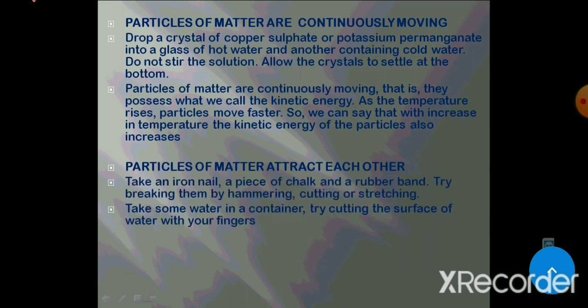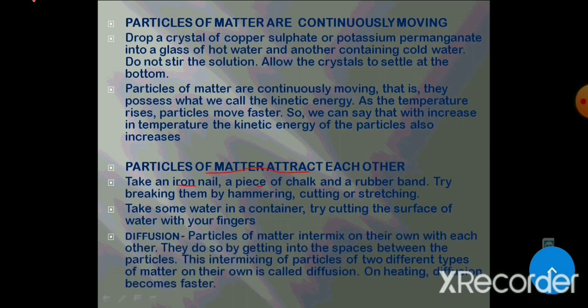Next, we came to know that particles of matter attract each other. We took an iron nail and chalk and then we know that breaking the chalk is easier than iron nail because the particles of the iron substance have more force of attraction between them. At last, we came to know about diffusion, which is the intermixing of particles of two different types of matter. So, this is all we learned from this video.